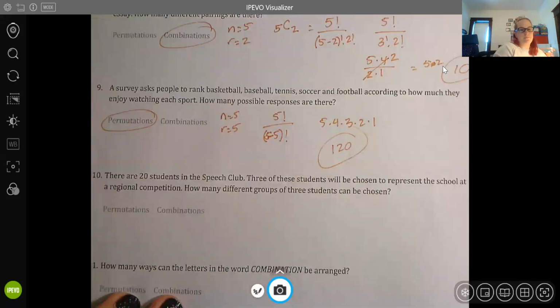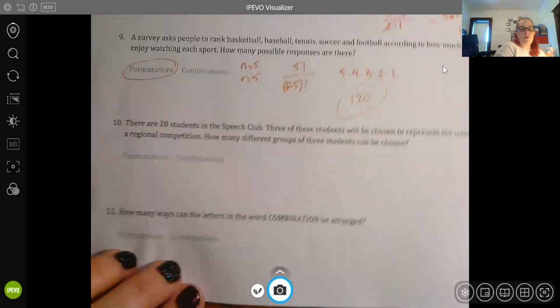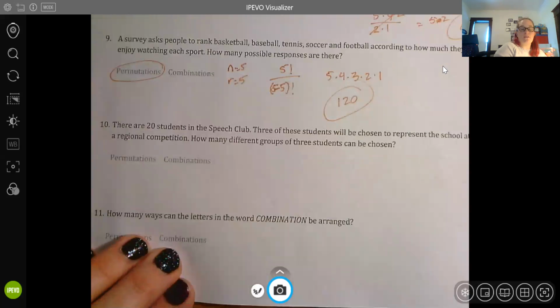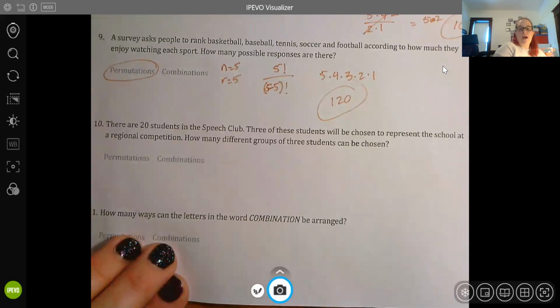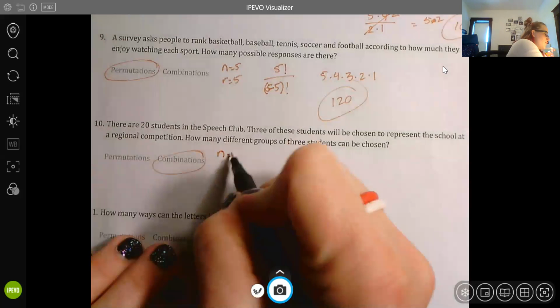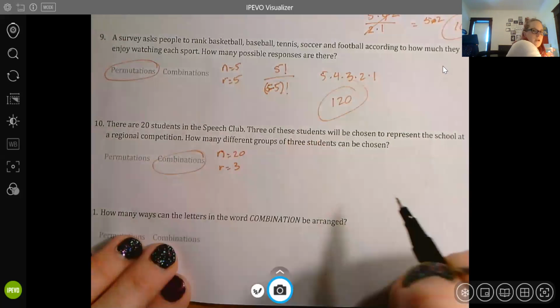5 sports. All right, there are 20 students in the speech club. 3 of these students will be chosen to represent the school at a regional competition. How many different groups of 3 students can be chosen? So here you have 20 students, you're picking 3. It doesn't matter. We're not ranking them, we're just grabbing 3 of them. So this is a combination because the order doesn't matter. So my N is 20 and my R is 3.